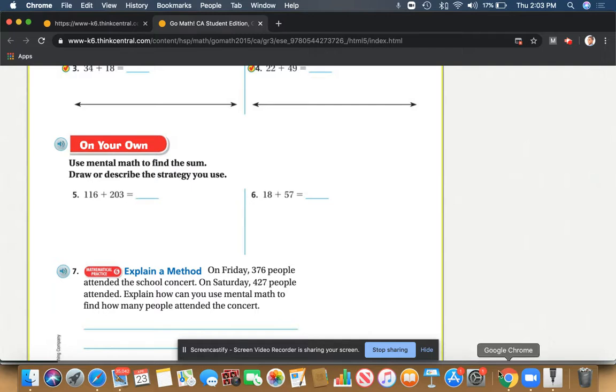What I would probably do is the same thing. I'd make this 203 into a 200, and then add 116 plus 200. That would give you 316. And then I need to add 3 to that because I took away 3. So it would be 319. Let's take a look at number 6, 18 plus 57.